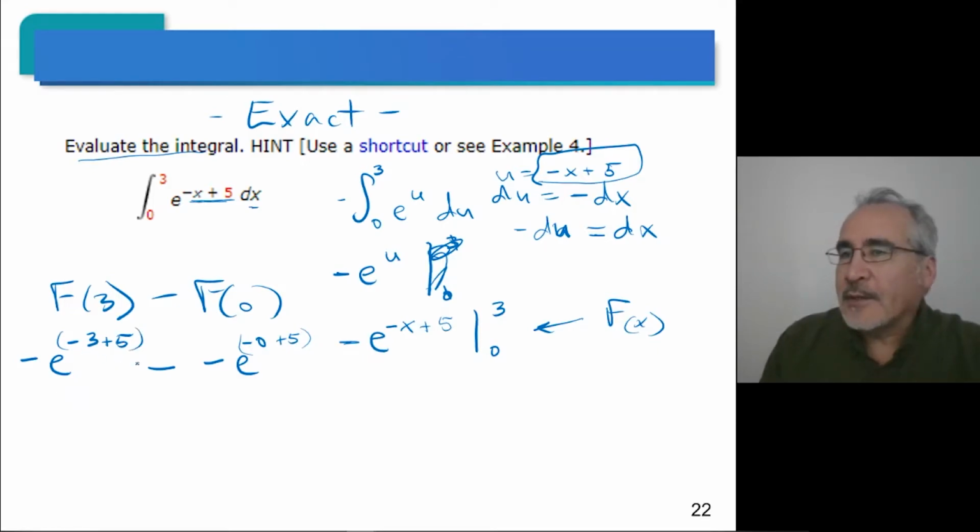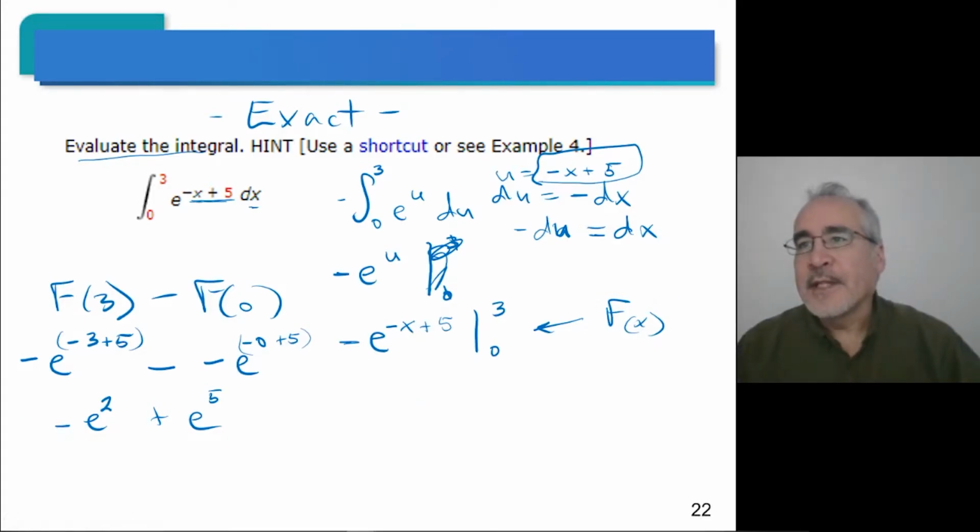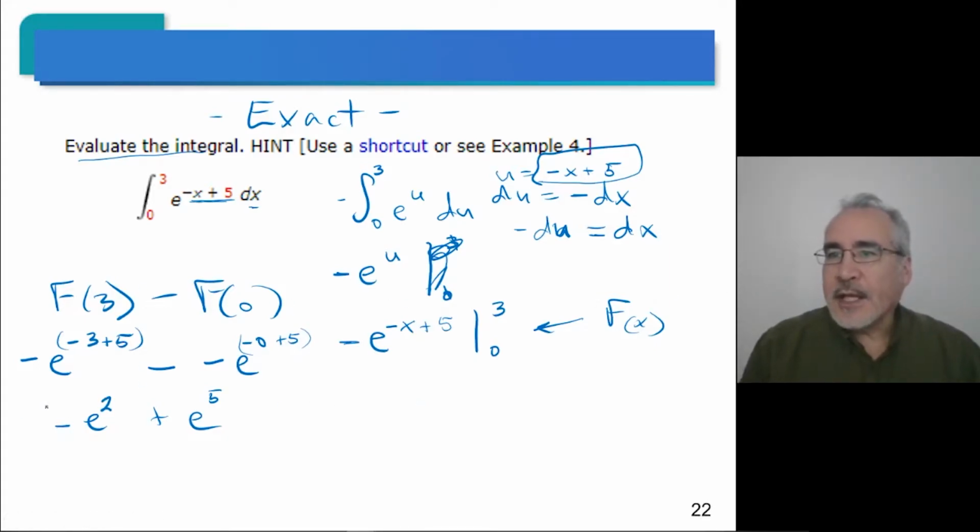So let's do the arithmetic. Negative 3 plus 5 is going to be minus e to the positive 2. A minus and minus makes it a plus, and it's just going to be 5 plus 0, which is 5. There's our final answer. No plus c, right? Because it's all taken care of. If there was a plus c, it would have canceled out. This is our final answer.